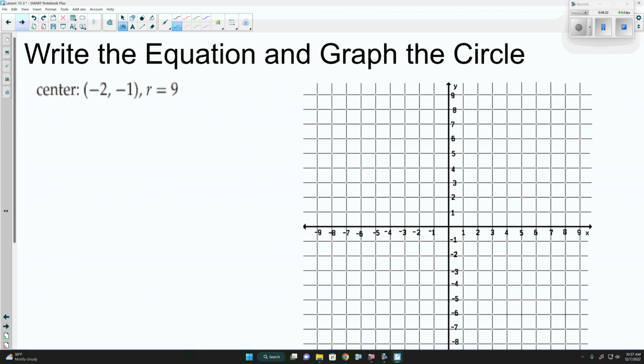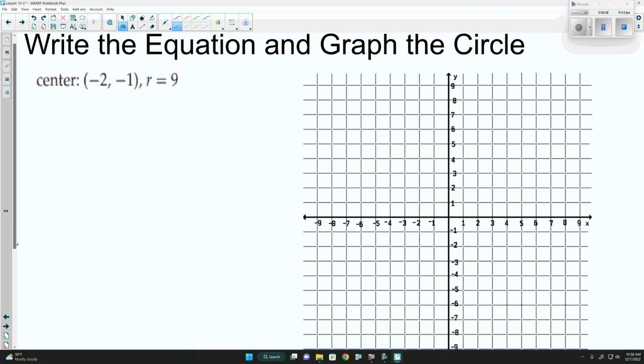Finding the equation of the circle given the information, and we're going to graph it. Now to find the equation of the circle, again, we're going to start off with the general equation. X minus h squared plus y minus k squared is equal to the radius squared. So this is going to be a good place to start.